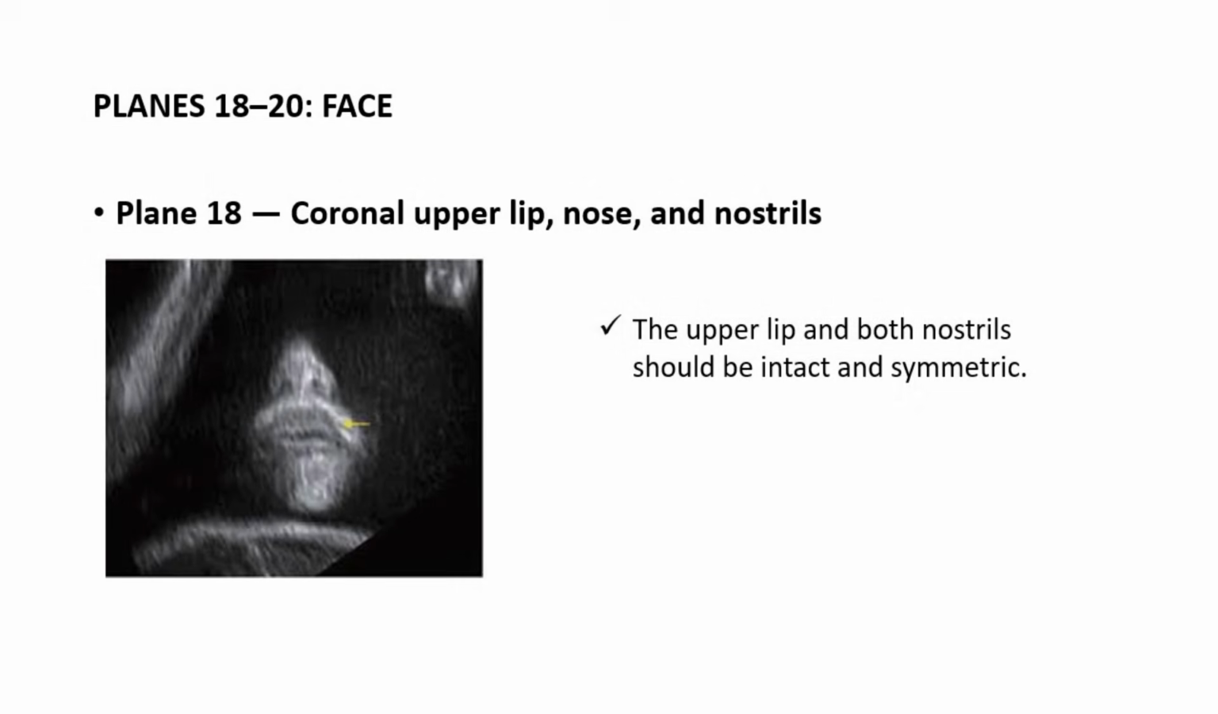Planes 18 to 20, fetal face. Return to the transventricular plane, plane 4, and navigate to the face from there. Plane 18 assesses the coronal upper lip, nose, and nostrils. Rotate and slide to bring the face into a coronal view. The upper lip and both nostrils should be intact and symmetric. Any defect in the upper lip raises the possibility of cleft lip.